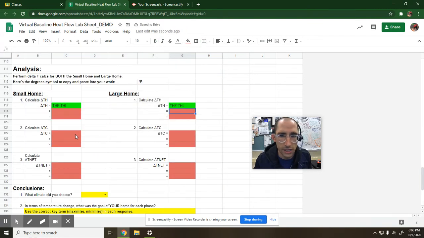All right, delta TC, cooling temperature changes. What are the variables for that? Well, it's still going to be final minus initial, but instead of THF, temperature heating final, it's going to be temperature cooling final, TCF, minus temperature cooling initial, TCI. All right, and the same thing over here.